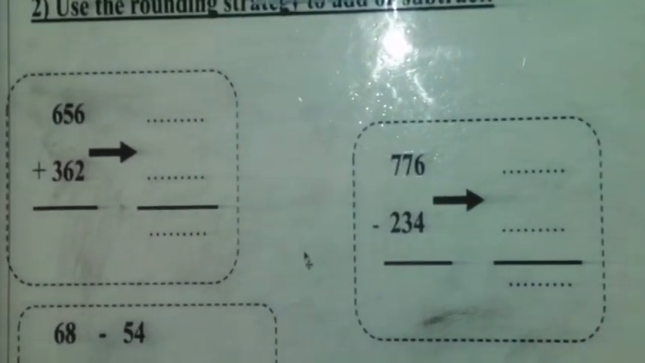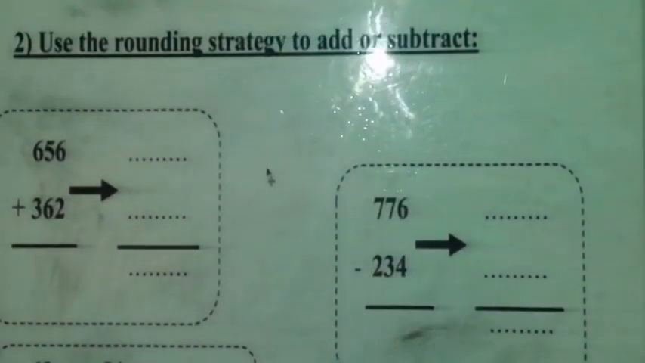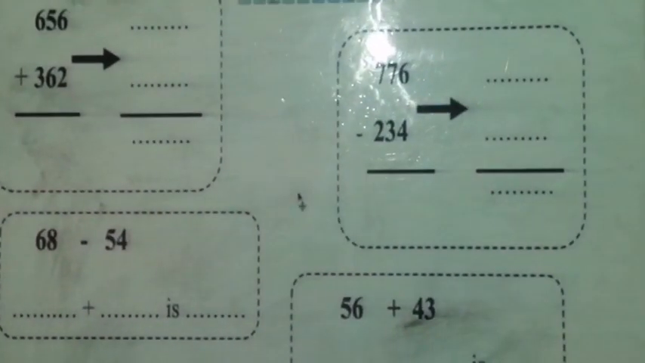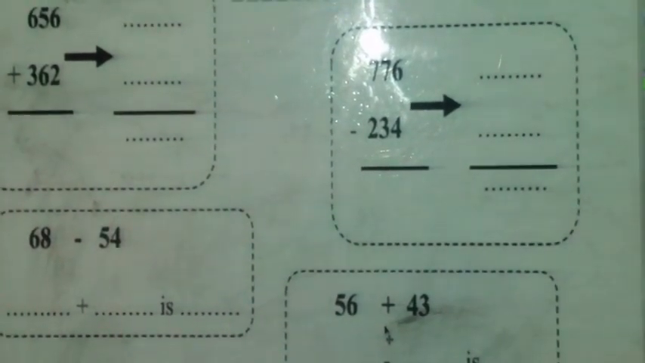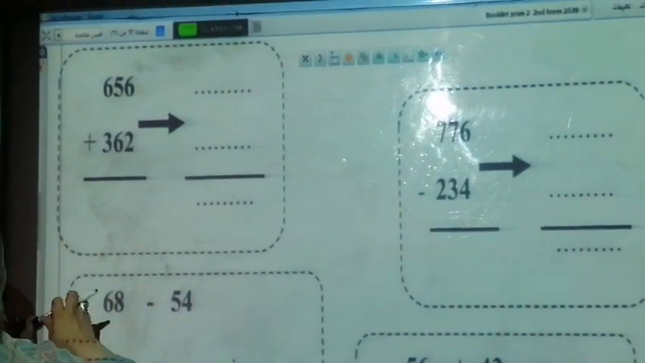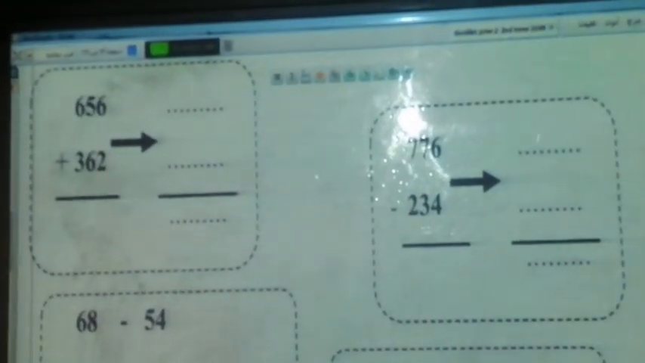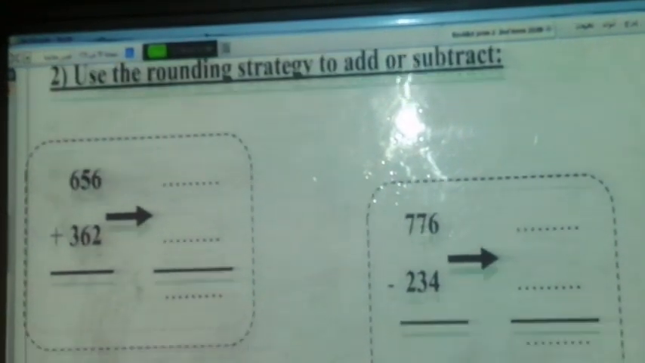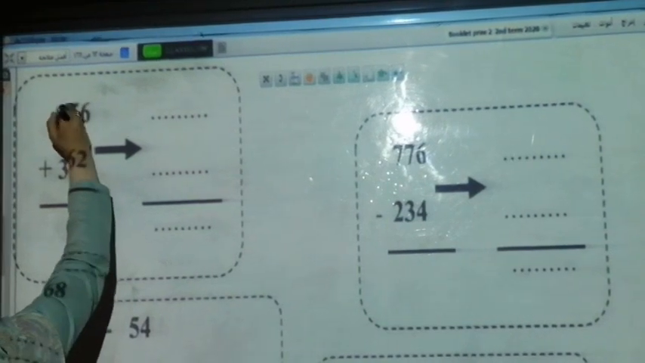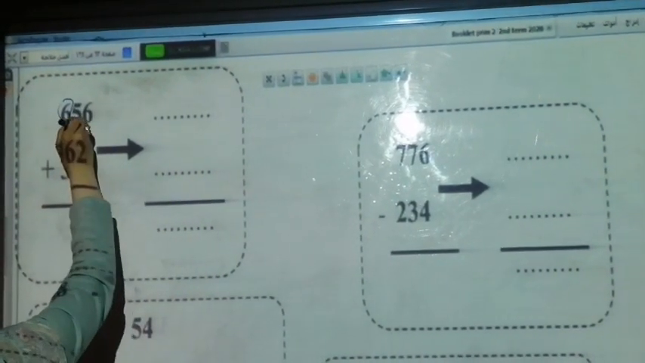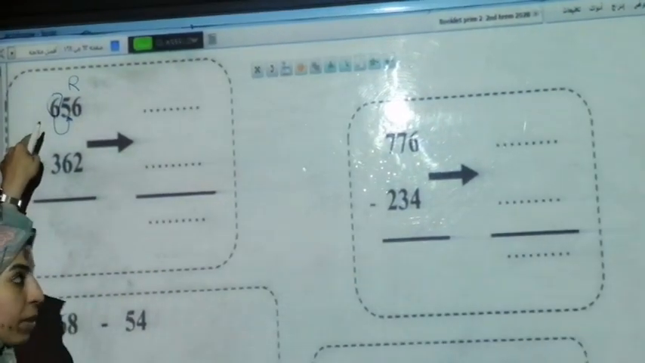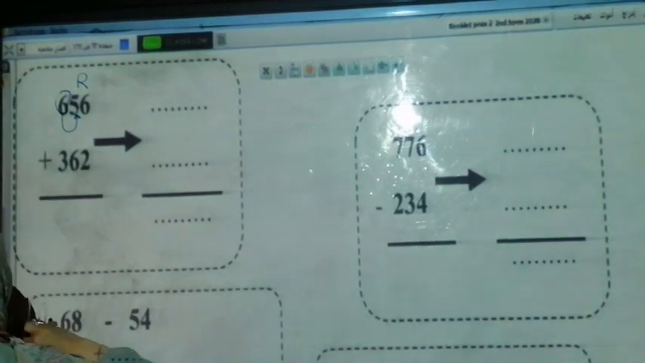Open page 63. Use a rounding strategy to add or subtract in the same sequence. First, 656 plus 362, rounding to the nearest 100. Circle around the digit in 100. Look at the digit before hundreds, 5 in tens. 5 is rich. So 656 rounds up to 700.